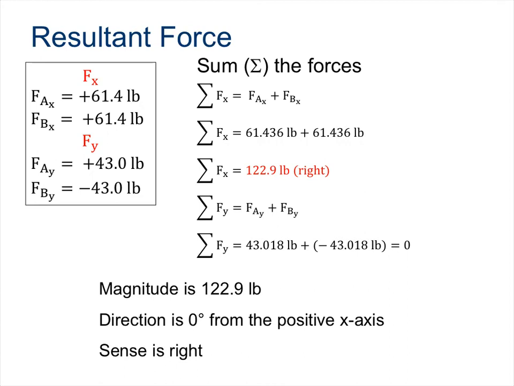So since the forces in the y direction canceled out, that concludes that our magnitude has to be 122.9 pounds of force. Now, if that value was not 0, we could go ahead and apply the Pythagorean theorem to find our final magnitude.